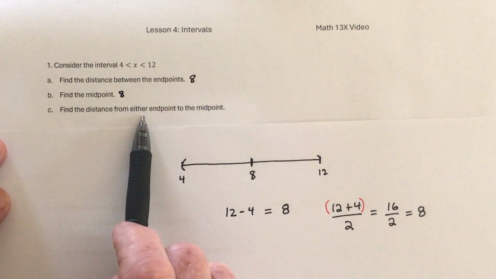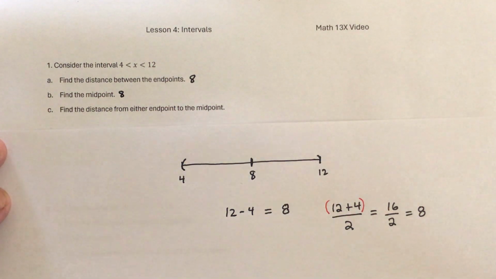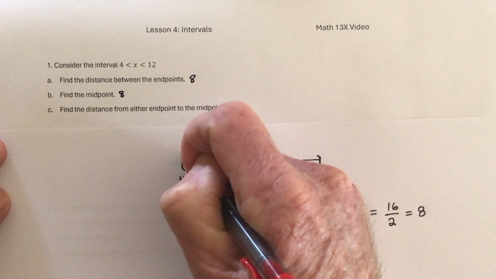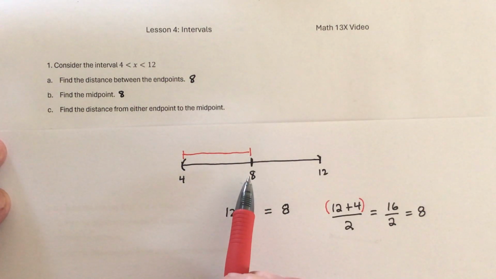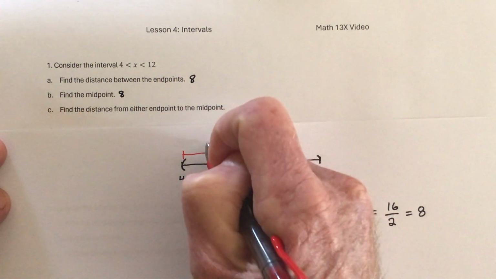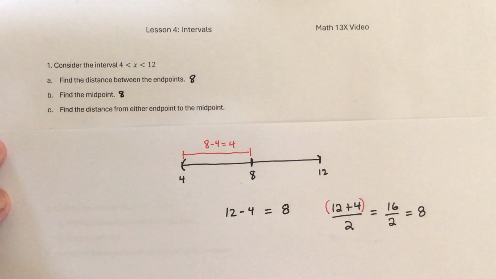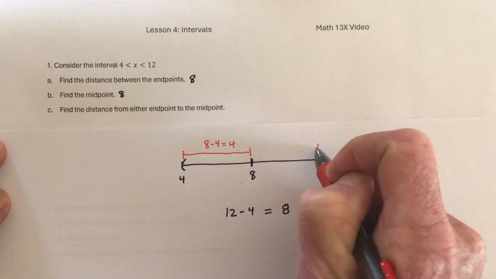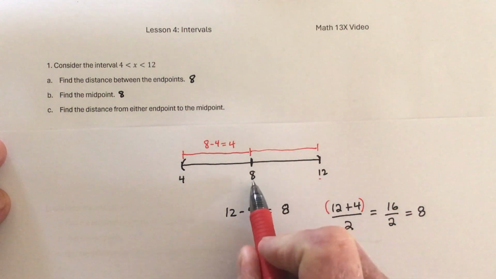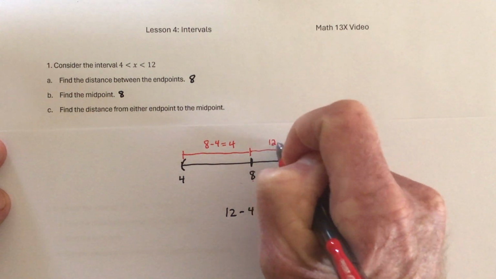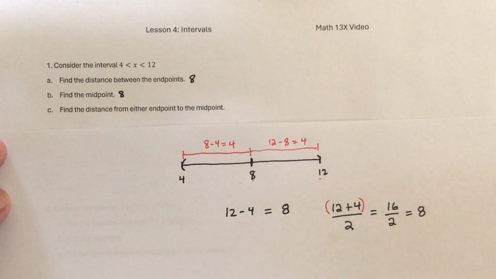And then find the distance from either endpoint to the midpoint. In other words, what's the distance between these two? You just take the number on the right minus the number on the left. 8 minus 4 is 4. You could have also done it on this side and say from this endpoint to the middle would be 12 minus 8. And 12 minus 8 is the same answer, 4.